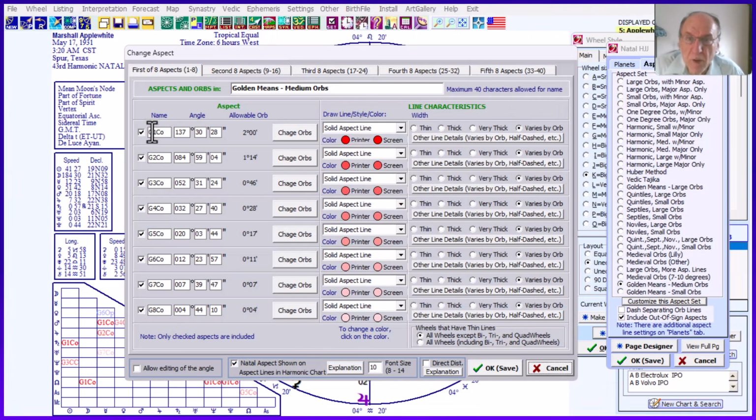G1 conjunction means golden mean, first level of conjunctions, 137.5 with the 2-degree orb. And so on. There's the second level, third level. Second level's 84 degrees, 59 minutes, 4 seconds. And it's a golden ratio of 2 degrees, 1 degree, 14 minutes, etc.